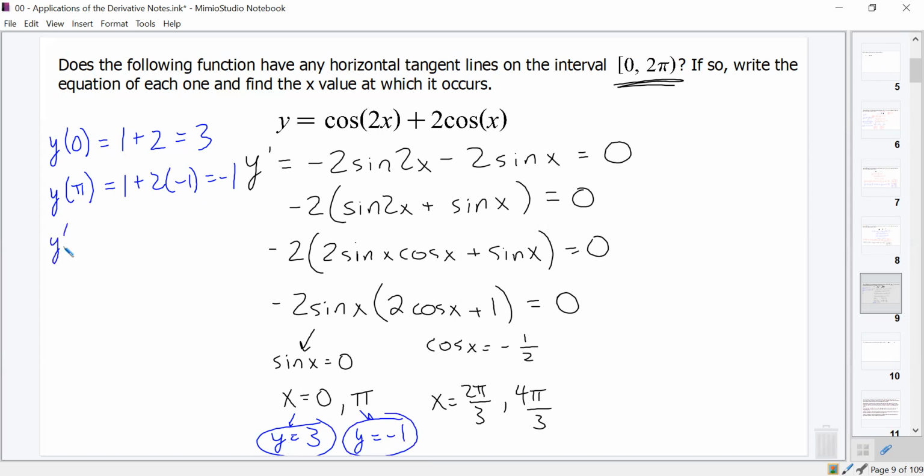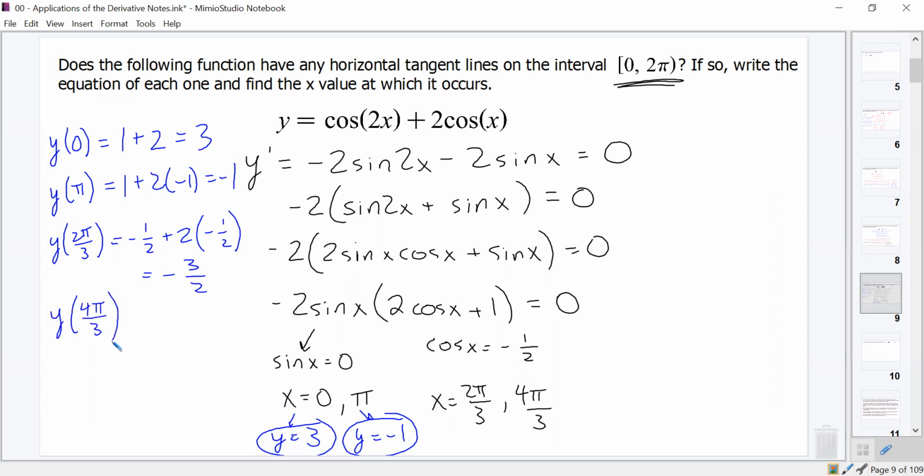For 2 pi over 3, the cosine of 2 times 2 pi over 3, that's the same as the cosine of 4 pi over 3. And we already know what the cosine of 4 pi over 3 is. We just did it over here on the right just a couple minutes ago. The cosine of 4 pi over 3 is -1/2. And then we will add to that 2 times the cosine of 2 pi over 3, which again is also -1/2. We end up with -1/2 minus 1, which is -3/2.